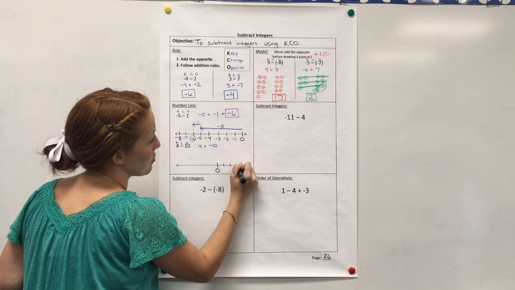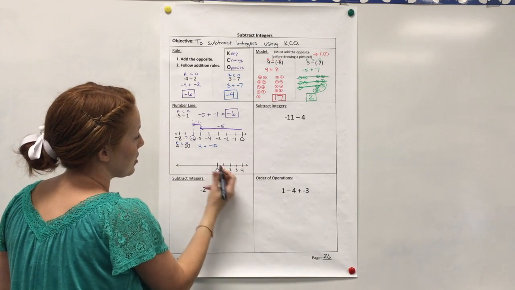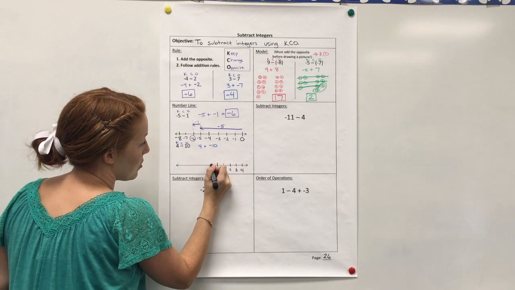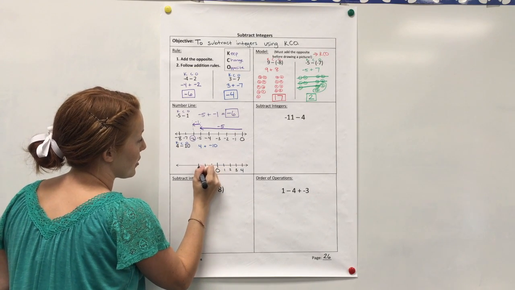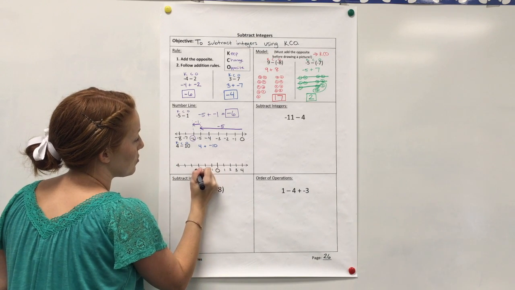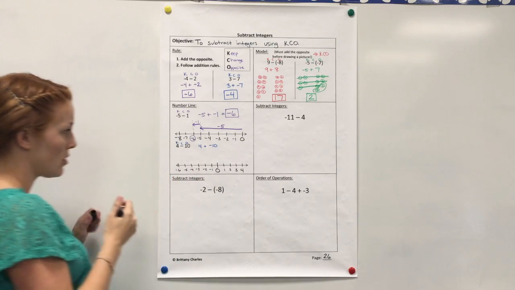1, 2, 3, 4. And then probably go back maybe 6. 1, 2, 3, 4, 5, 6. -1, -2, -3, -4, -5, -6. Okay.